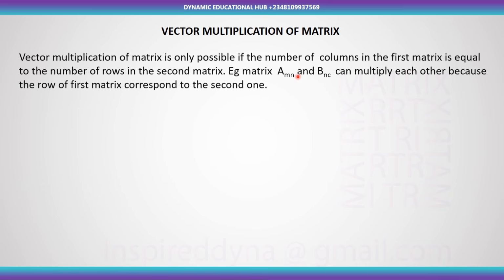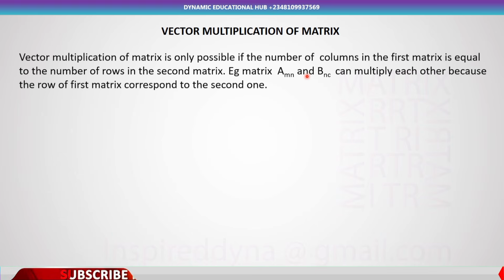So if you have 2 here, you must also have 2 here. If you have 3 here, you must also have 3 here. That is when vector multiplication of matrix is possible. That is when you can multiply 2 matrices together. Vector multiplication simply means you are multiplying 2 matrices together, while scalar multiplication means you are taking a constant and multiplying your matrix with that constant.